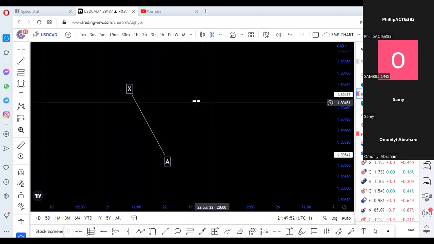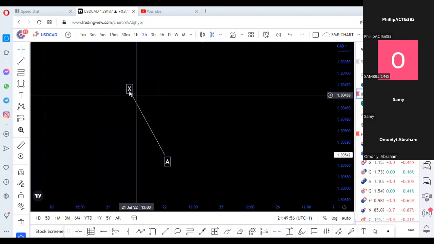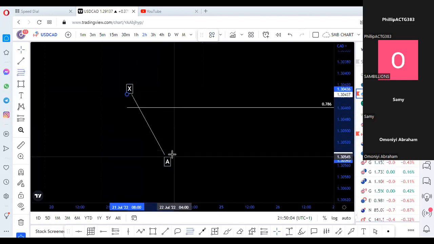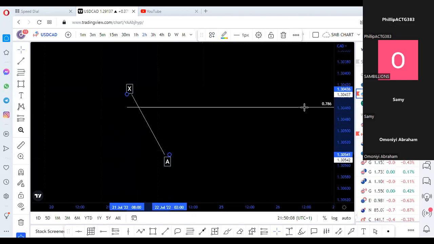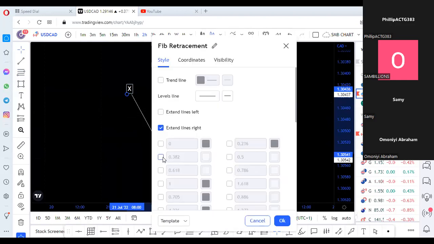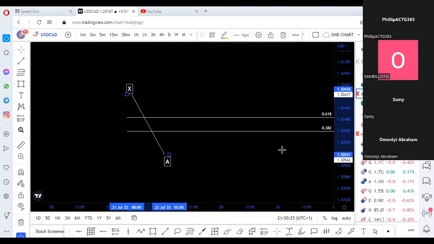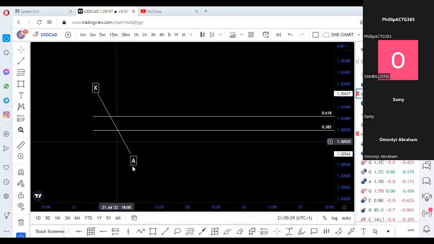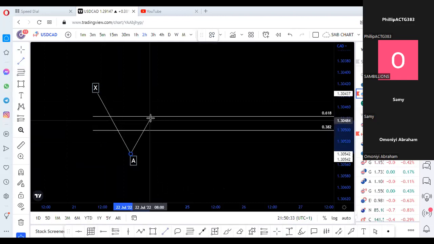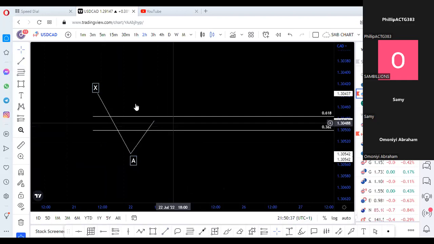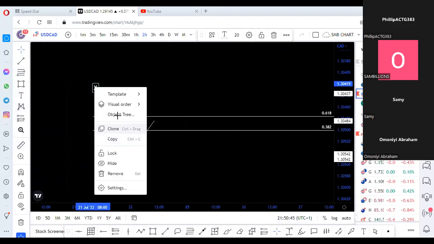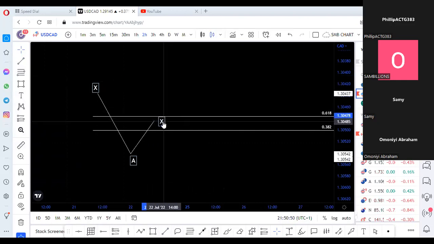All right, so the next thing is to get your point B. After you've gotten the X and A, the next thing is your point B. So you take it from point X to point A to get your point B. I told you that point B is always at the 0.618 and 0.382 zone. That's where we have our point B for Cipher. That's how you get your B. X, A, then B. It will be in between these two. So this is our B here.